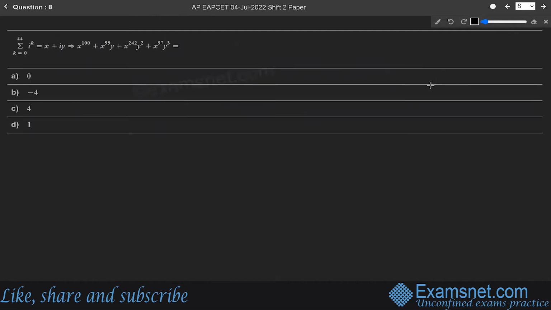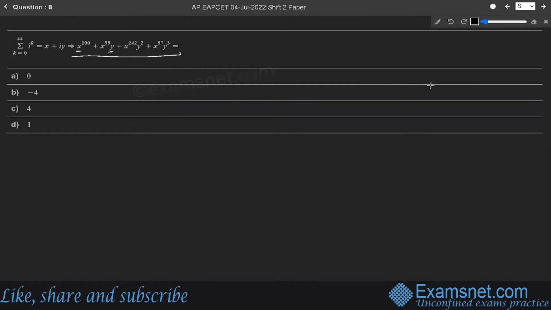Next question is: summation of k equal to 0 to 44, i to the power k is equal to x plus iy, which is also equal to x to the power 100 plus x to the power 99 into y plus x to the power 98 into y square plus x to the power 97 into y cube is equal to. We have to find the value of x and y in order to solve this given expression.